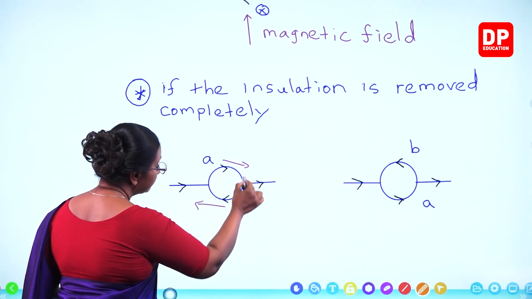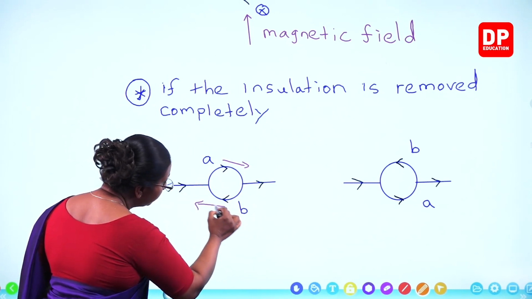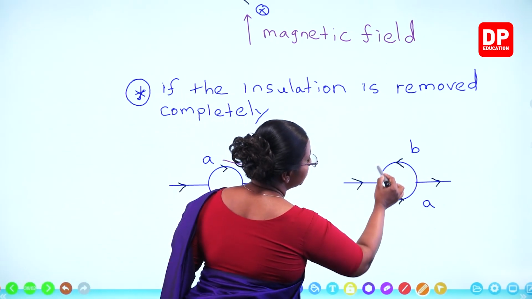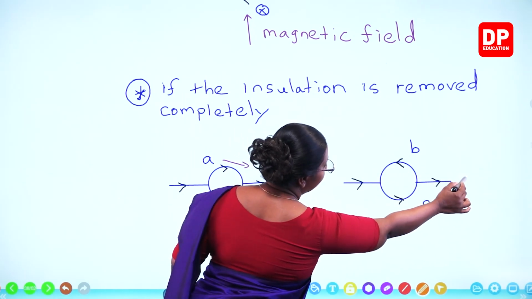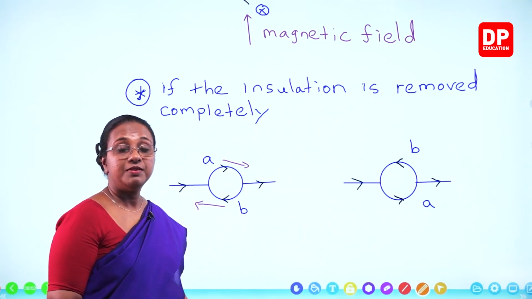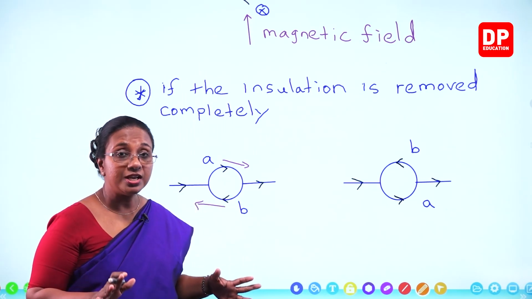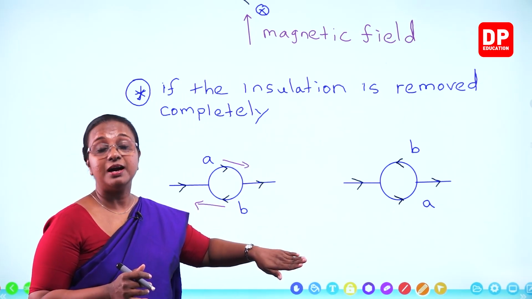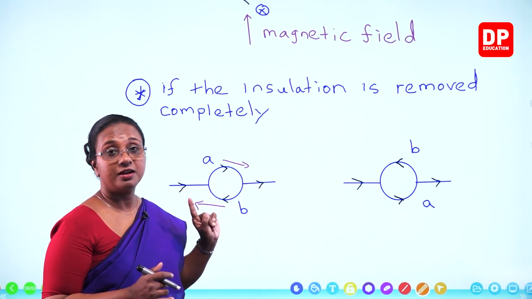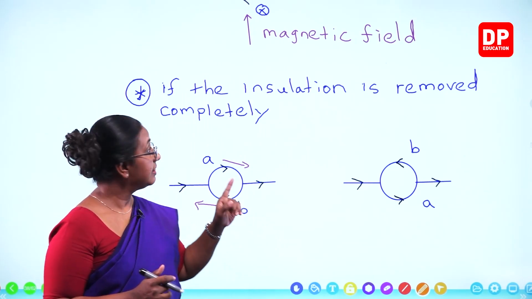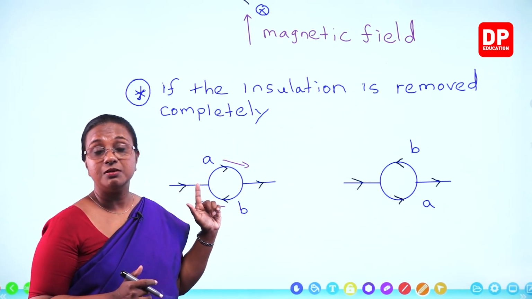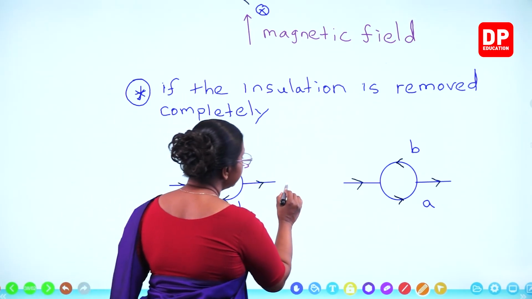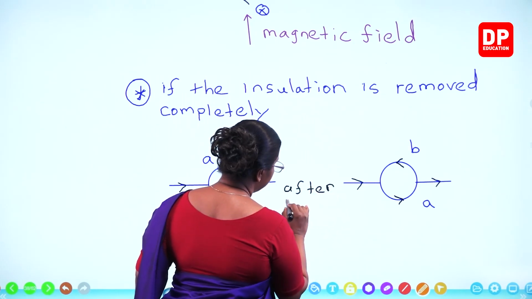So winding starts from here. Then current has to flow that way. And when this part A comes down, still the current has to flow like this. But it will flow out from there. We don't change the batteries. We don't change the magnetic poles. But because the coil has rotated by half a turn, direction of the current flow will change. That is, if the insulation is removed completely. Then what will happen? So this is after half turn.